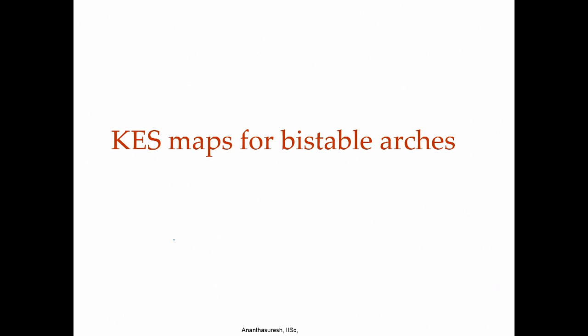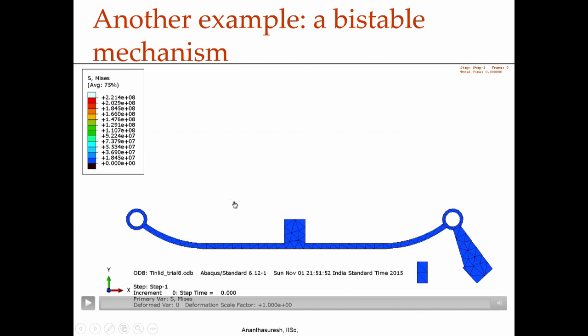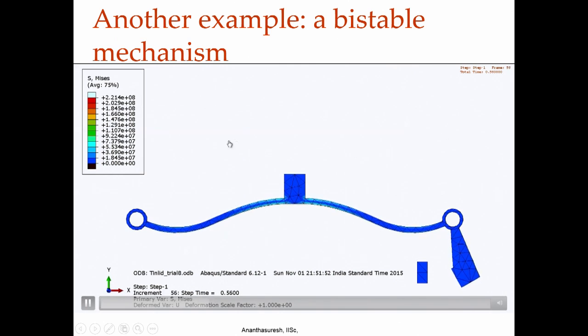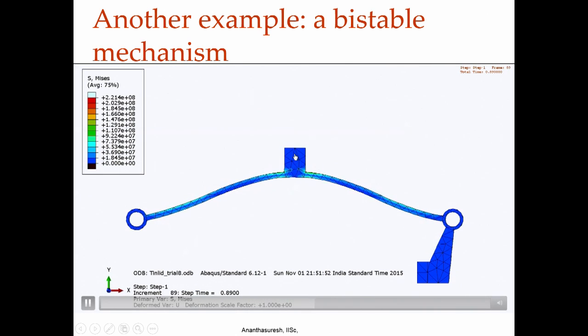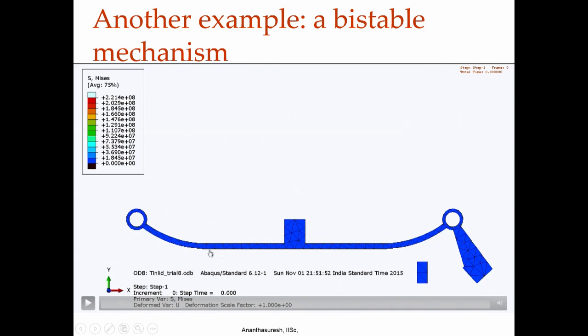Now, let us look at another thing, which is bistable arches. They are highly nonlinear because they are bistable, and for that also we can draw these kinetoelastostatic maps. So, in this particular case let us look at an animation. So, how this arch works, we are applying force here, it would go there, that is one stable state, another stable state, and this arch shape can be many types.